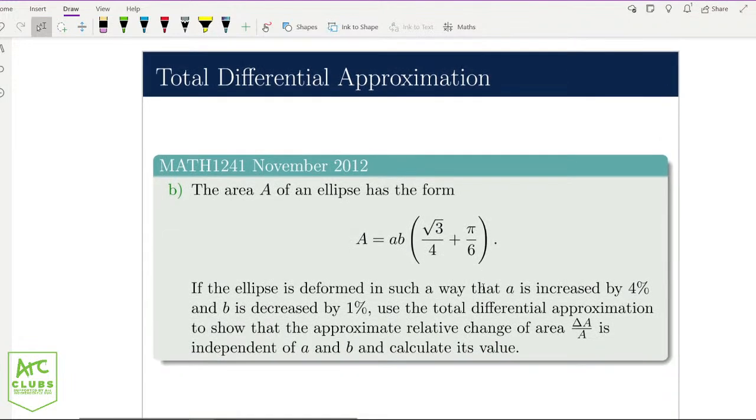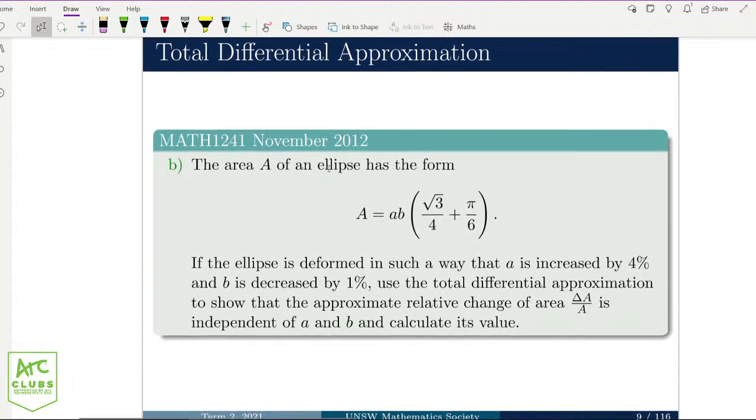Right, so let's have a look at another question where we can apply the concept of total differential approximation. This question comes from a 2012 exam. Essentially, the area A of an ellipse has the form of this expression over here. And if the ellipse is deformed in such a way that a is increased by 4% and b is decreased by 1%, remember the reason why we use percentages here is that these are relative changes, not absolute changes. We'll have a look at what we mean by that.